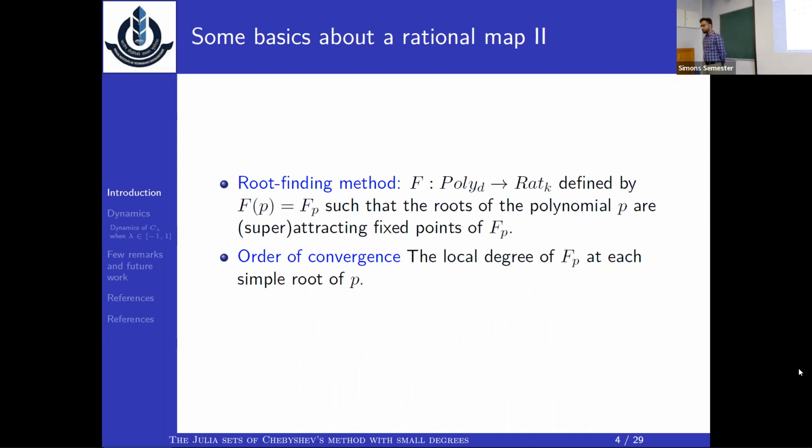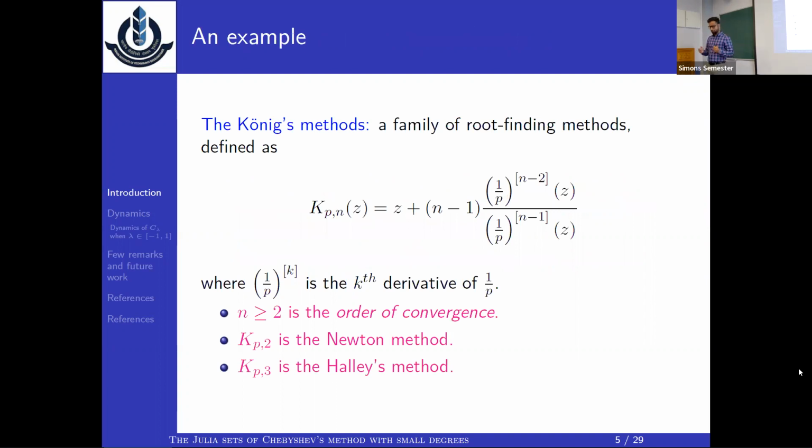A root finding method is a class of rational maps. Basically, it is a function that associates a polynomial P with a rational map F_P in such a way that the roots of P are the attracting fixed points of F_P. Now, the local degree of F_P at each simple root is considered as the order of convergence of the root finding method F_P.